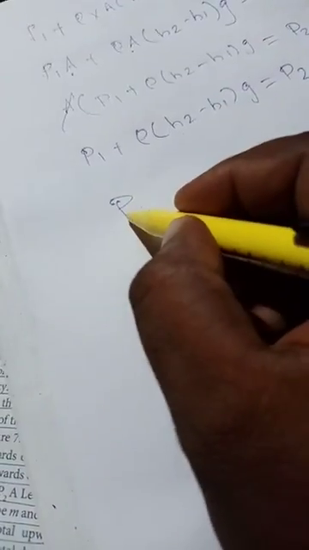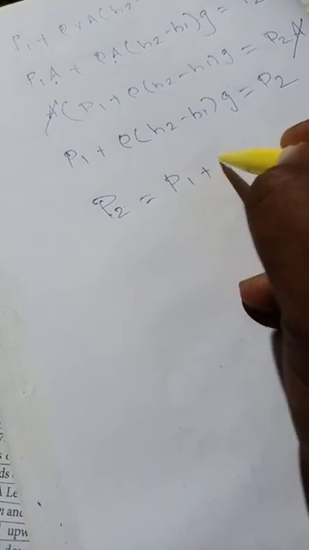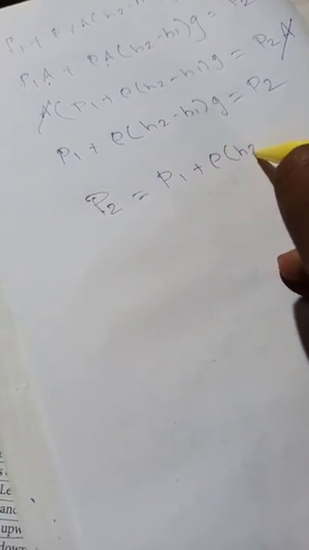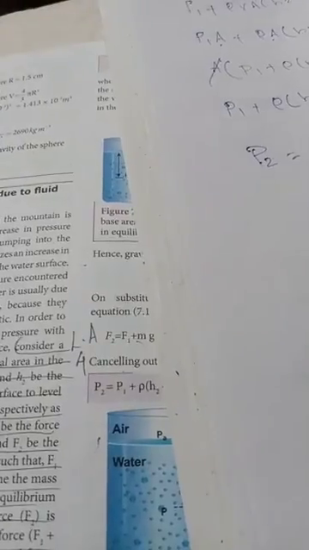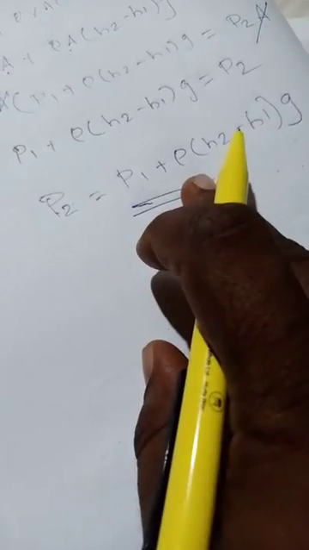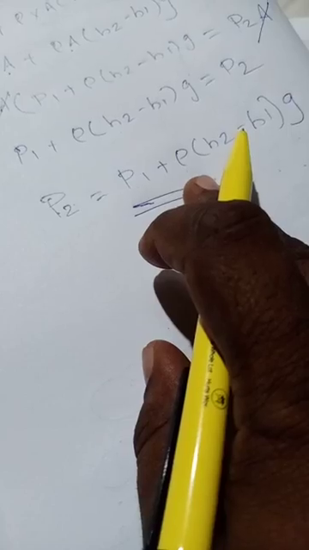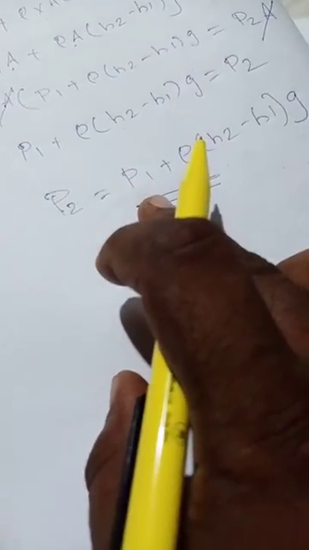So now we got the P2 value, pressure 2. P2 equal to P1 plus rho into H2 minus H1 into G. This is the pressure due to the fluid column at rest. If you keep some object inside the liquid, this much pressure will be there.